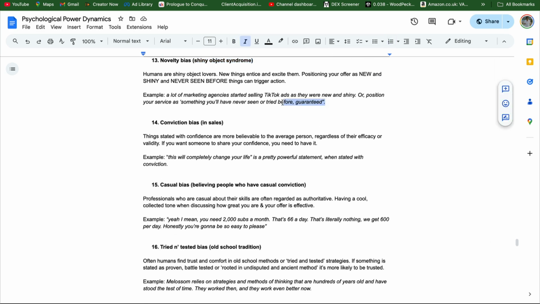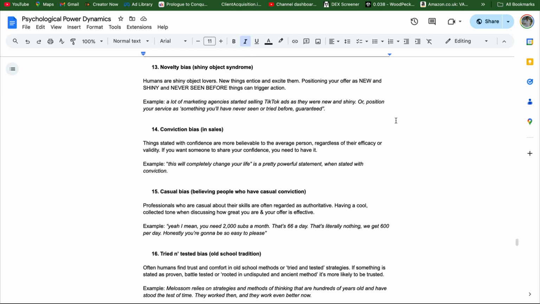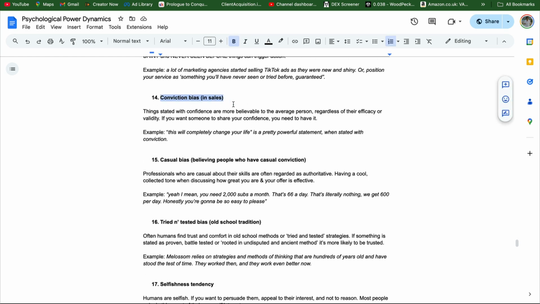Guaranteed. So if you say, I can guarantee that you've never done XYZ thing before. Let's say dating apps is this new shiny thing that no one ever heard of before, and you're selling some dating app service and you can guarantee that they've never tried it before. That's enticing because it's new and shiny. It's like, oh my God, I've never tried this before and it gets these results. Holy shit.